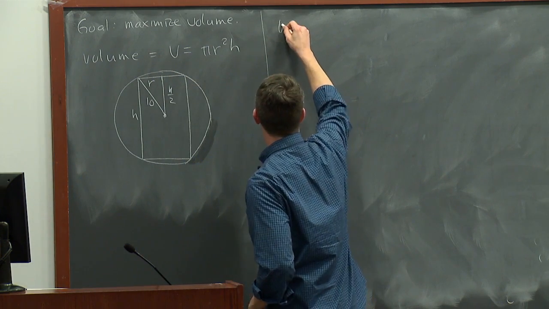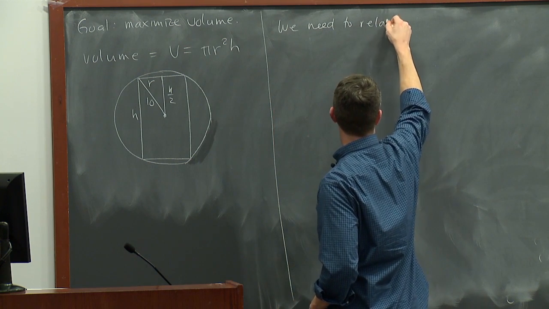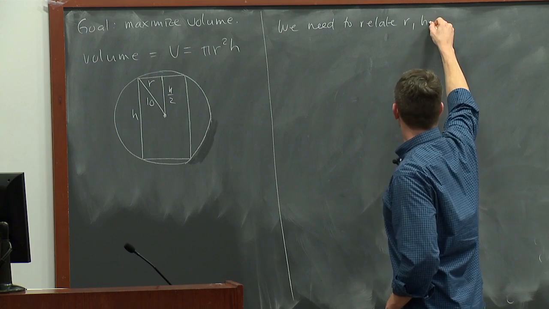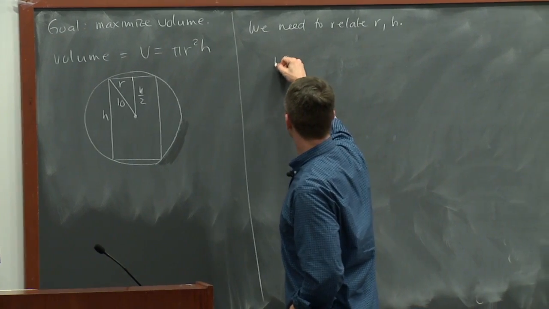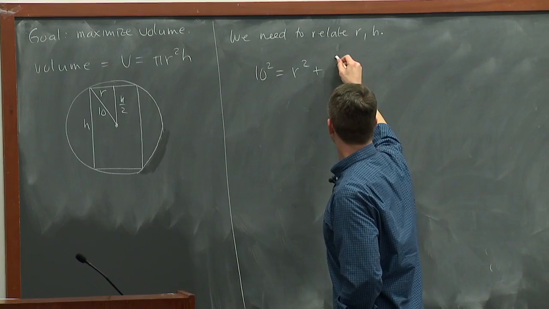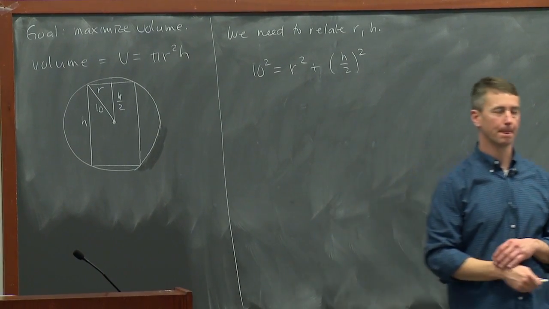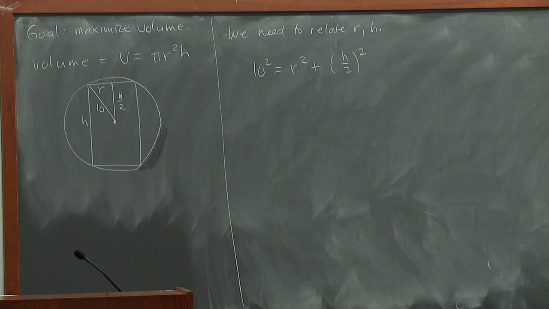So we need to relate r and h. And we do that with the Pythagorean theorem, which says 10 squared is r squared plus (h over 2) squared. Right? This Pythagorean theorem has come in handy for us a lot. I hope you remember all the times we've used it. Okay.